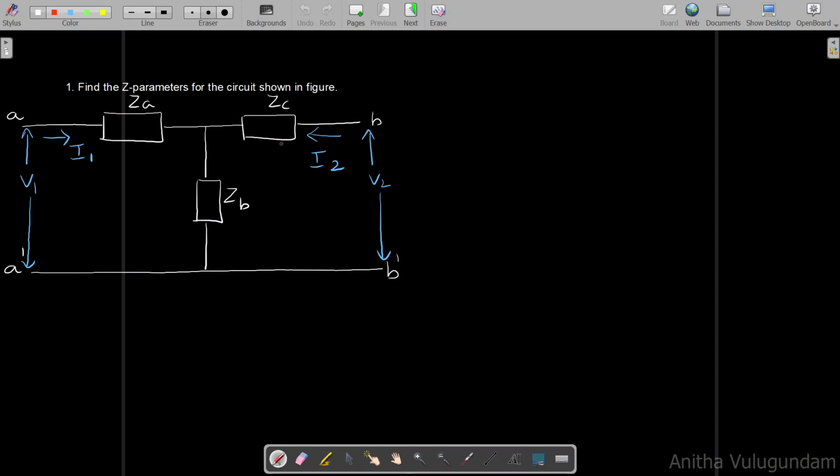In this video, I'll discuss an example to find Z parameters for the circuit shown in the figure. This is the circuit given to us. We are supposed to find the Z parameters for it. First, let us write the main equations for Z parameters.